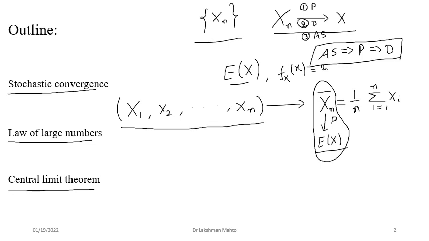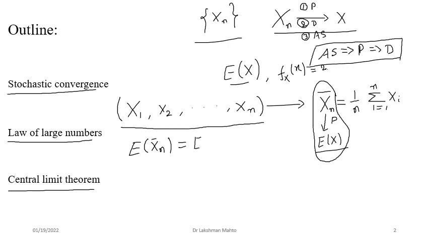Random sample of size n. So this one is a random sample of size n. Again we have this sample mean. Here, if you compute the mean of the sample mean, we had already seen in the last class that the mean of the sample mean is equal to the true mean.